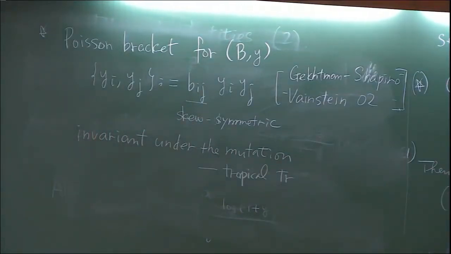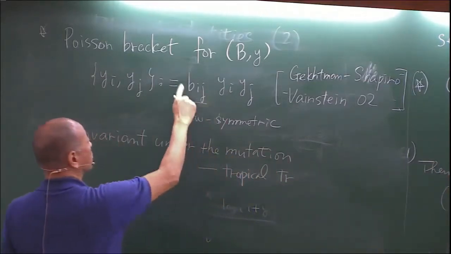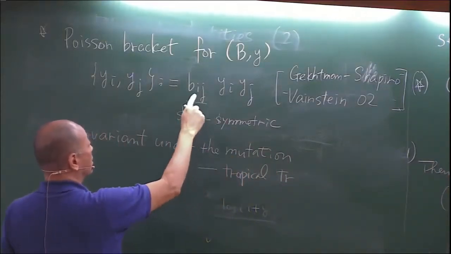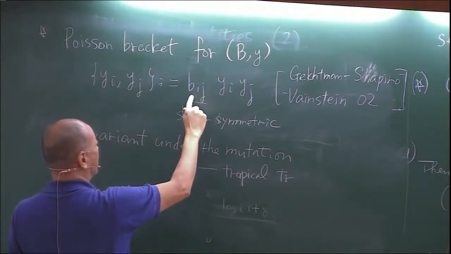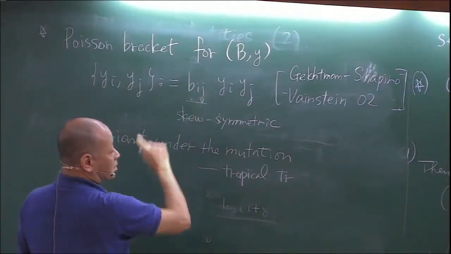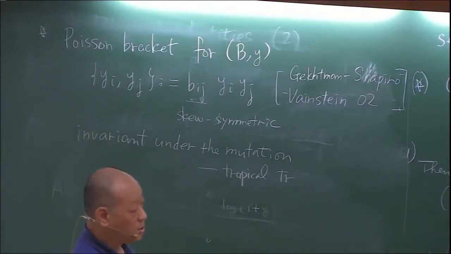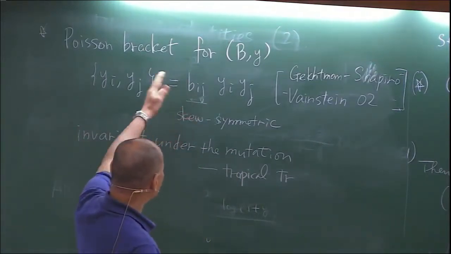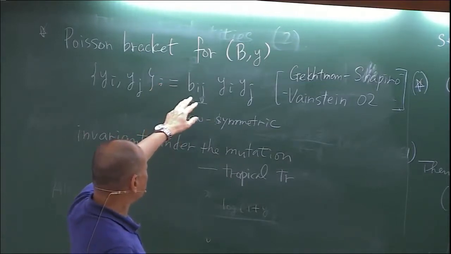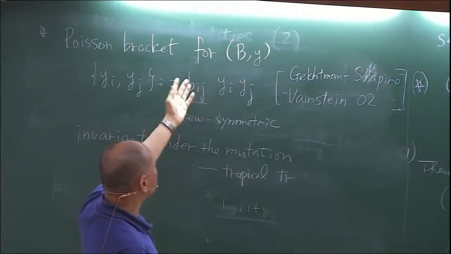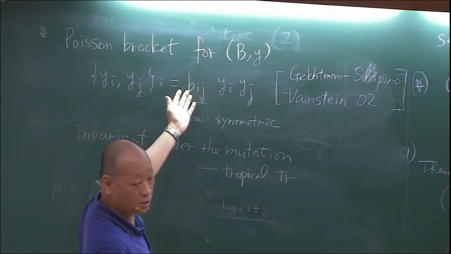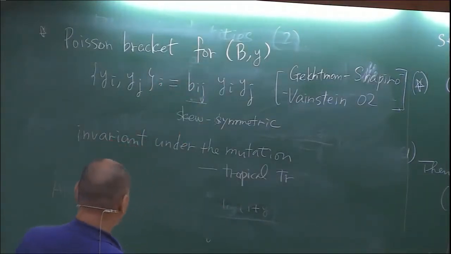This part is actually easier to do, and if you use this part, then the mutation formula exactly gives you the B matrix mutation formula. So the invariance condition is equivalent to saying that the B matrix mutates as our standard exchange matrix. So in a sense, this property explains why the B matrix has to be mutated like that.